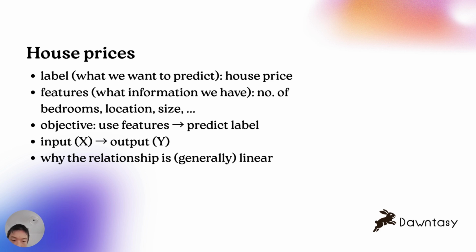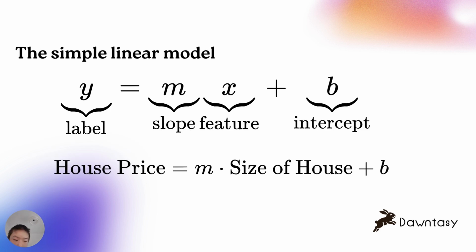So how do we model this then? Well, we can use the basic simple linear model. In this case, if you see the linear equation here, we have y equals mx plus b, where y is what we want to predict, the house price or the label, x is the input or feature, and m and b are parameters, or the slope and the intercept, that we want to modify and adjust such that this equation can be true.